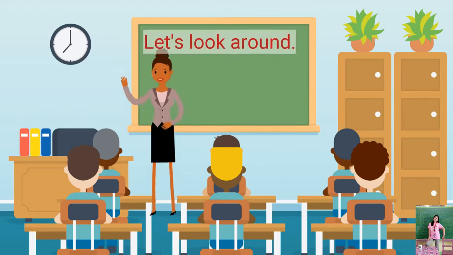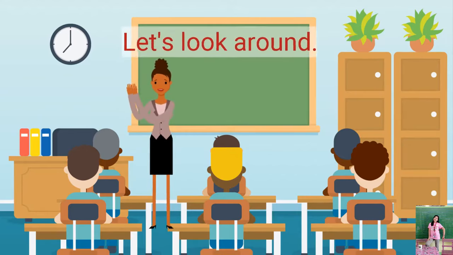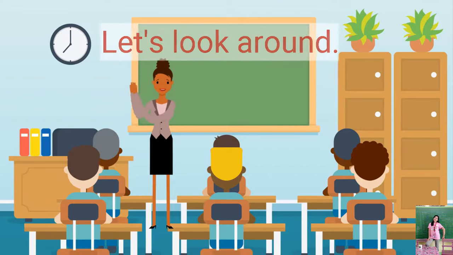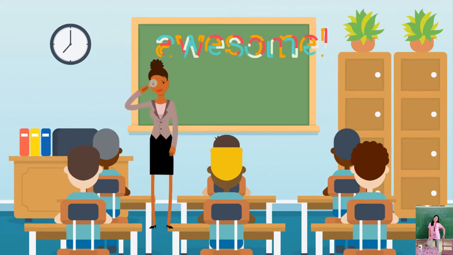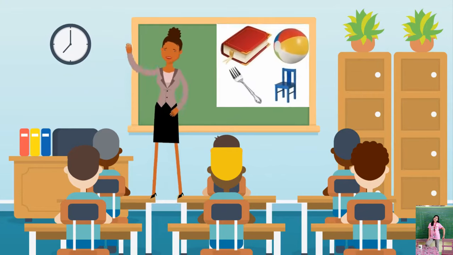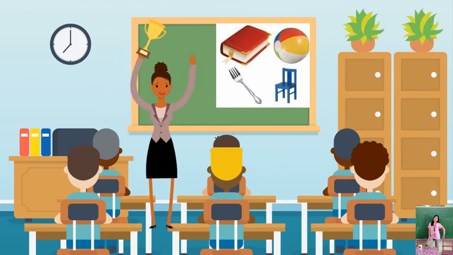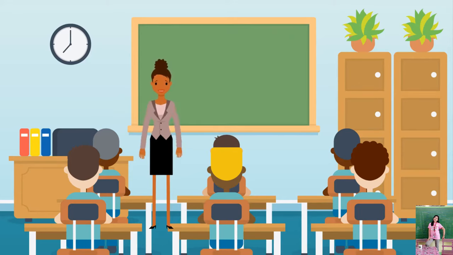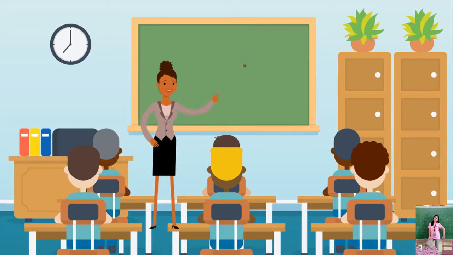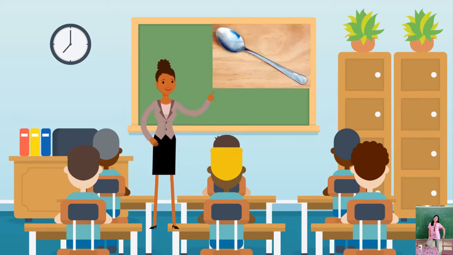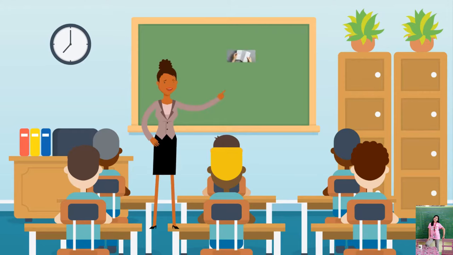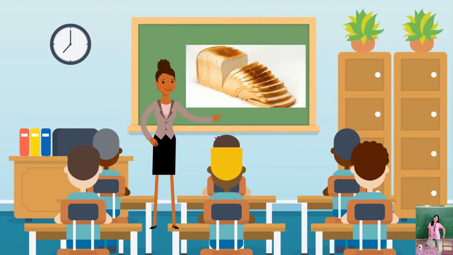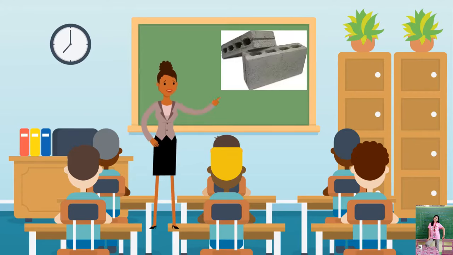Now, look around you and tell the class all the things that you see. You are all awesome. All examples you have given are correct. There are so many different types of materials around us. So now let's go over the examples of materials that you have given. Keys, scissors, a spoon, paper, balloon, bread, nail, hollow blocks.